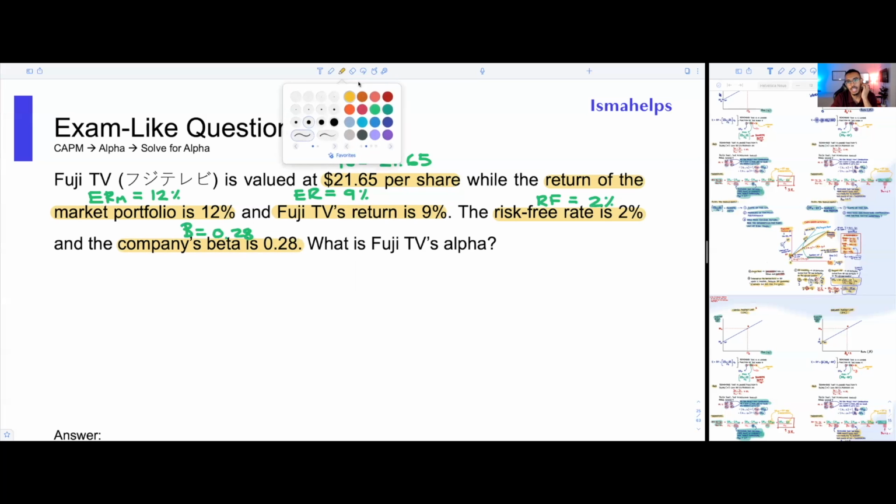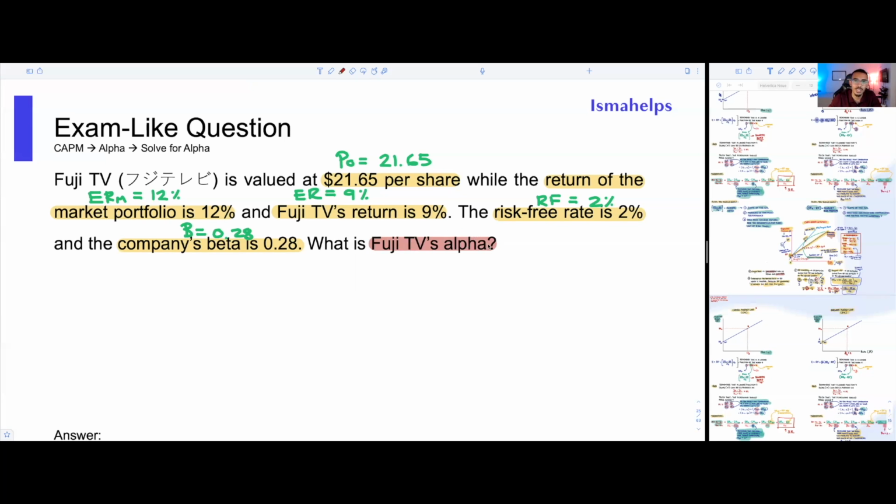Typically, the last sentence of a question will be your goal, the purpose of the question. What are we solving for? In this case, the purpose is simple: what is the alpha of Fuji TV?